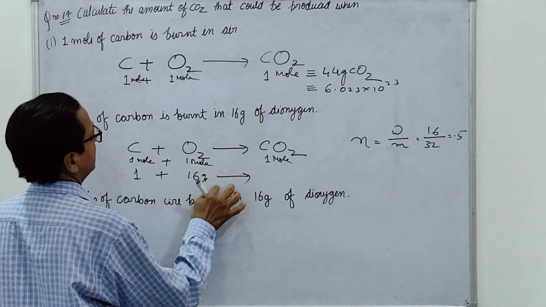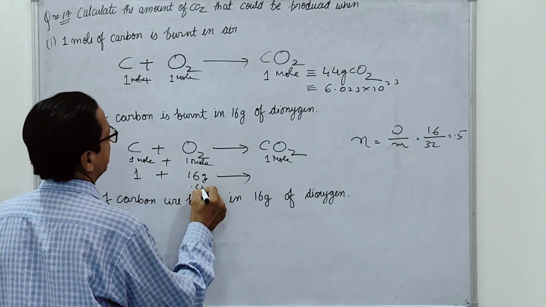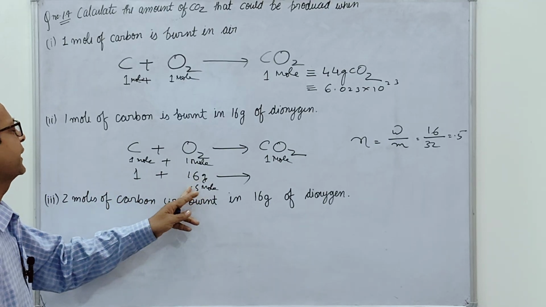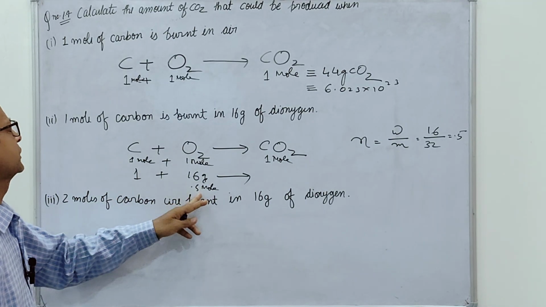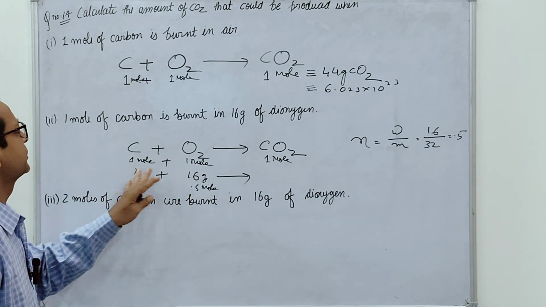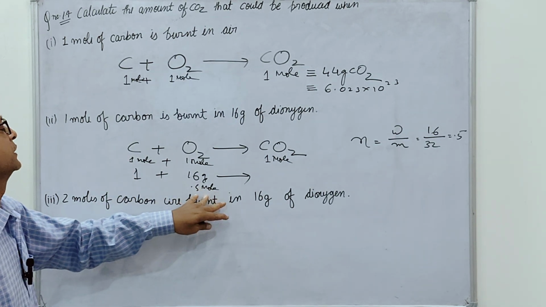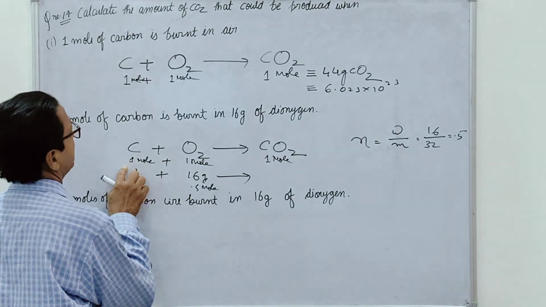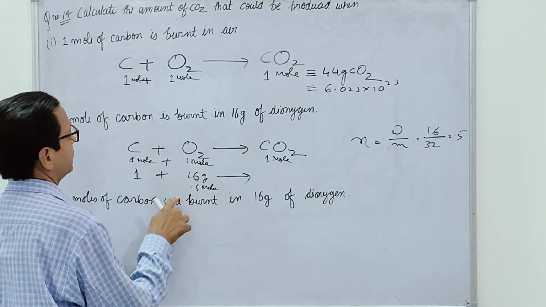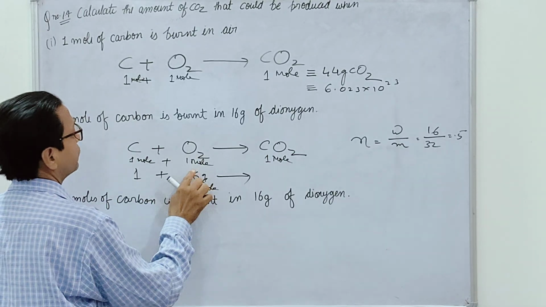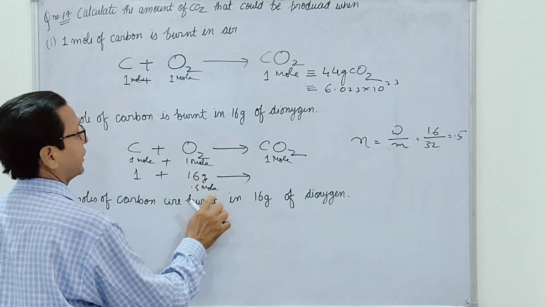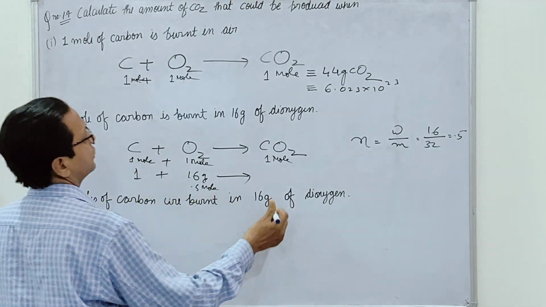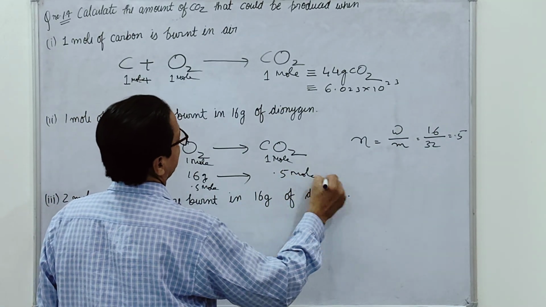So 16 gram of oxygen means 0.5 mole of oxygen. So 1 mole of carbon is burned in 0.5 mole of oxygen. This is in moles, so this must also be in moles. How many moles of carbon dioxide will be produced? Since 1 mole of carbon reacts with 1 mole of oxygen, but in this problem 1 mole of oxygen is not present. Oxygen is only 0.5 mole. So 0.5 mole of oxygen will react with 0.5 mole of carbon to produce 0.5 mole of carbon dioxide.